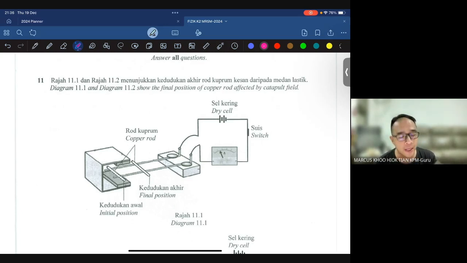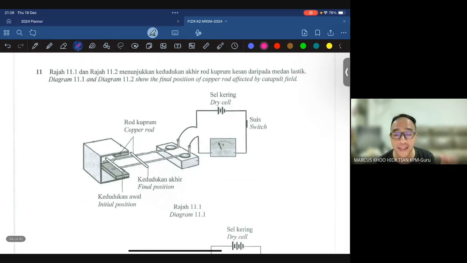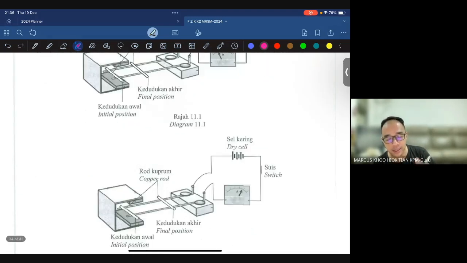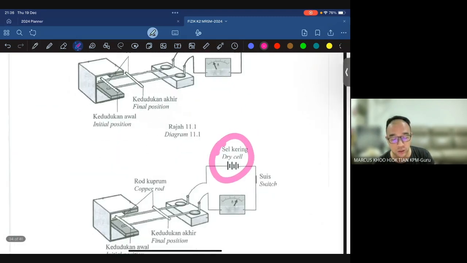Diagram 11.1, 11.2 show final position of copper rod is the exact same question, I think, as 2 days ago. Okay, so we see this. The only difference is the number of dry cells. One is 2 dry cells, other dual cell kering. The other one is 3 dry cells.